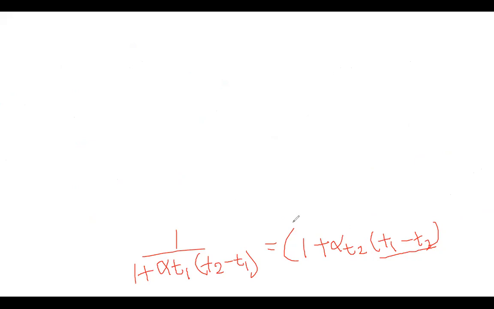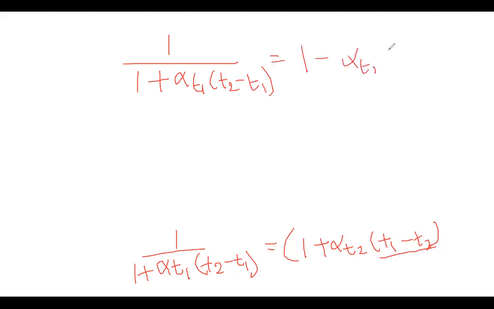After rewriting that equation of T1 minus T2 to T2 minus T1, I will put a minus sign, and that I'm going to transfer to the other side. So I'm just rewriting this equation over here: 1 divided by 1 plus alpha T1, T2 minus T1. What can I write over here? 1 minus alpha T2. It is now T2 minus T1.